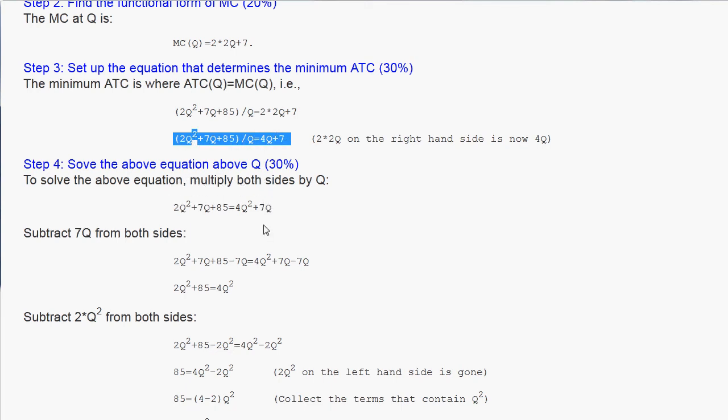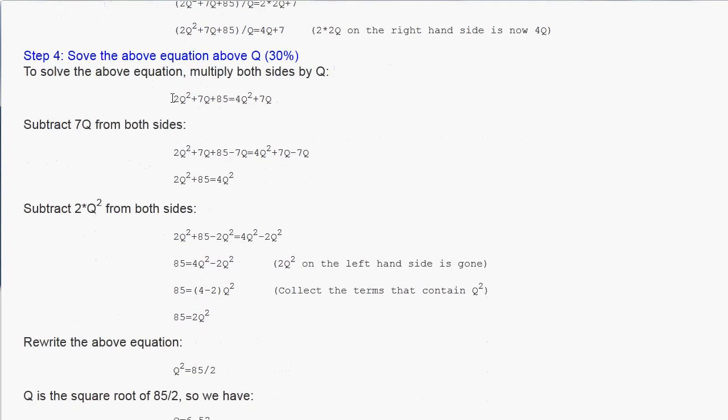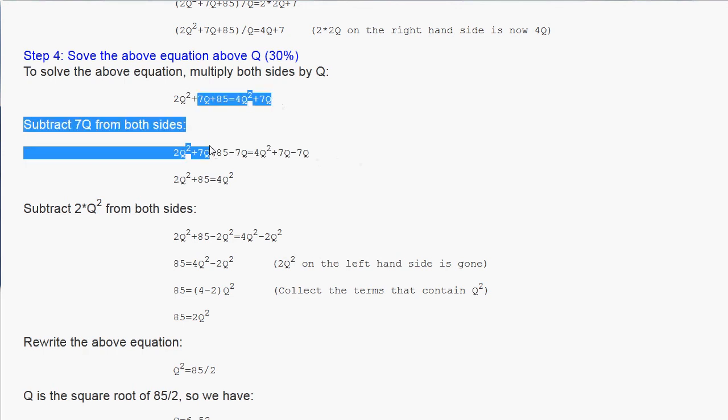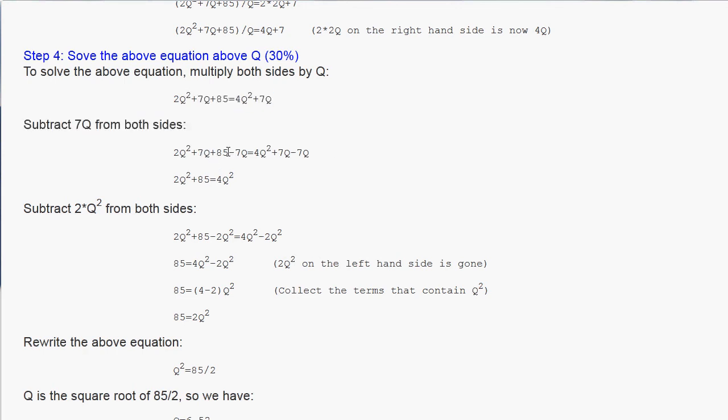Now, here I'm acting like a math teacher for you. So let's solve this equation. Let's subtract 7Q from both sides of this equation, and we're going to have 2Q squared plus 85 equal to 4Q squared. By the way, if you are tired of my explanation, you can just jump to solve this equation yourself. Anyway, let's go back here. Let's subtract 2Q squared from both sides.